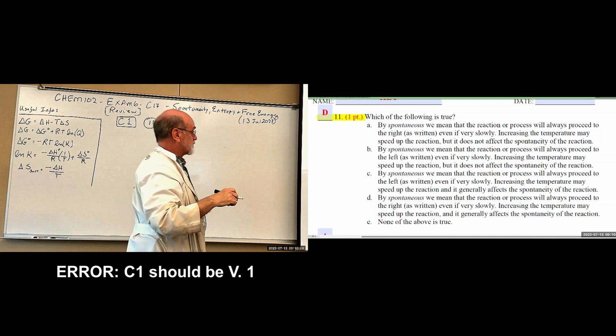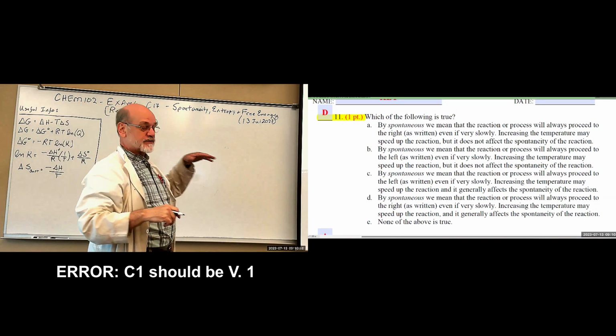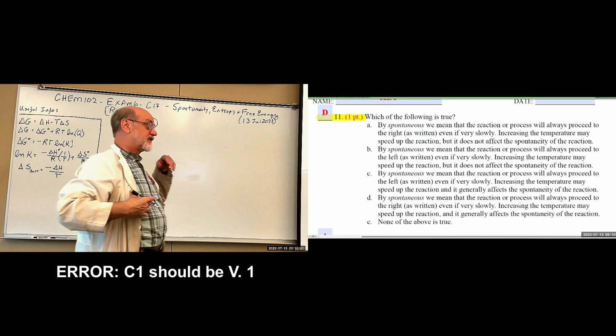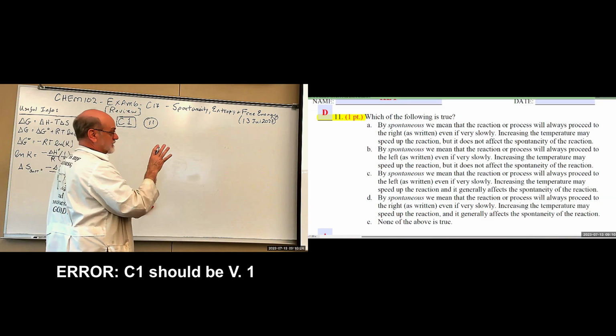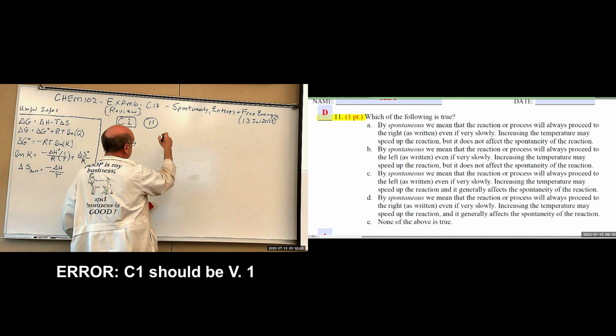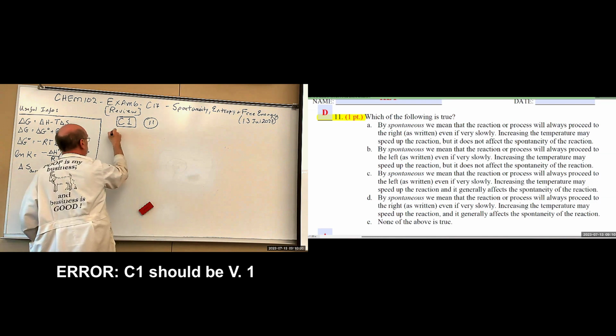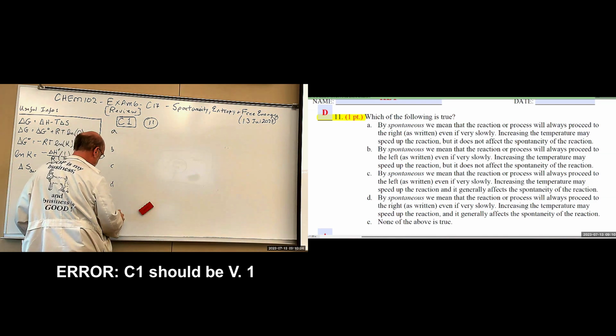So which of the following is true? None of the above is true. So that means we've got to go through every one of them and logically determine truth or falsehood for each one. So A, B, C, D, and then of course E is none.